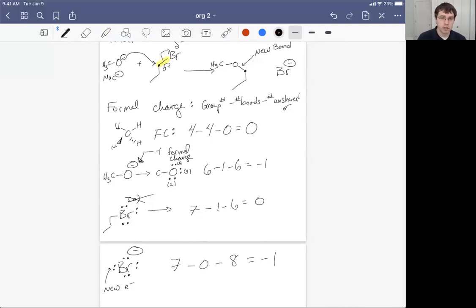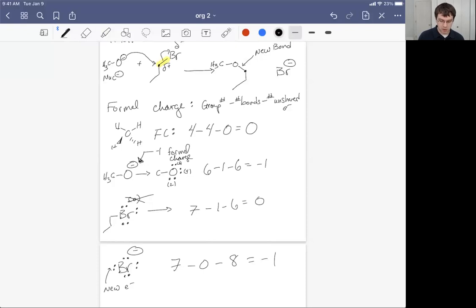Formal charges are central to our understanding of mechanisms. They really are just something you should try to master. If this equation is not memorized at this point, and it may not be because it's been a while since we've thought about this, pause the video, make sure you know that equation, because it's going to be so useful. All right, so why is formal charge so important?